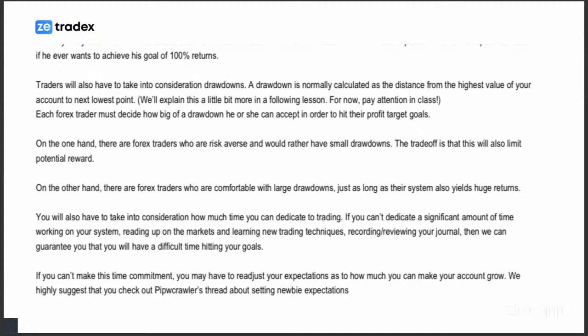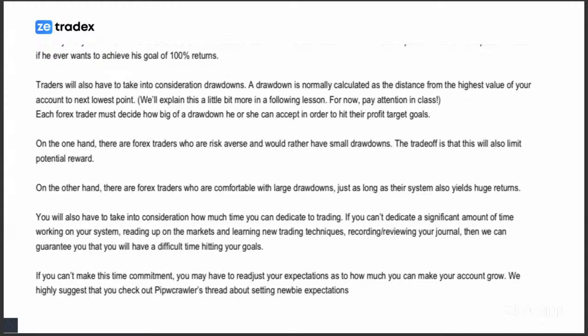Now, each forex trader must decide how big of a drawdown he or she can accept in order to hit their profit target goals. On the one hand, there are forex traders who are risk averse and would rather have small drawdowns. The trade-off is that this will also limit potential reward. On the other hand, there are forex traders who are comfortable with large drawdowns, just as long as their system also yields huge returns.